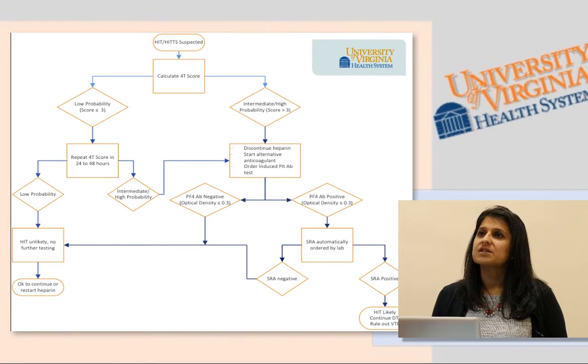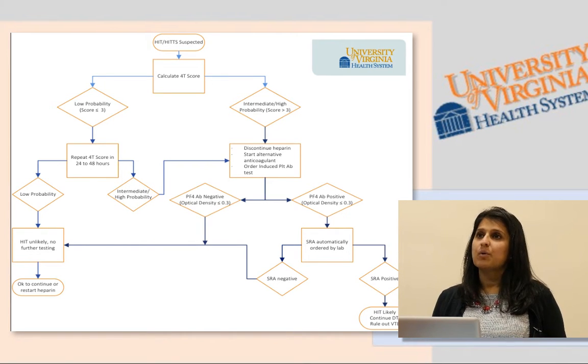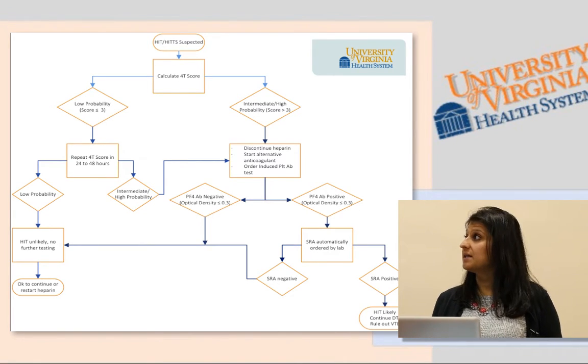Based on these recommendations at UVA, we have come up with a risk stratification or a flow diagram of how to manage patients with suspected HIT. So what we recommend here is to first calculate a 4T score. If the low pretest probability is less than or equal to 3, this is where we would think that HIT is unlikely, and we can actually resume heparin for our patient.